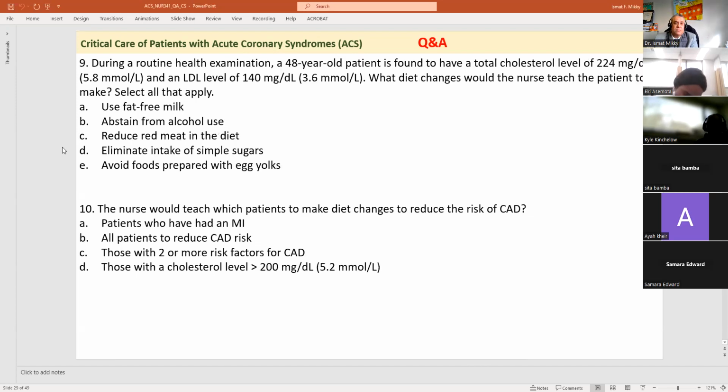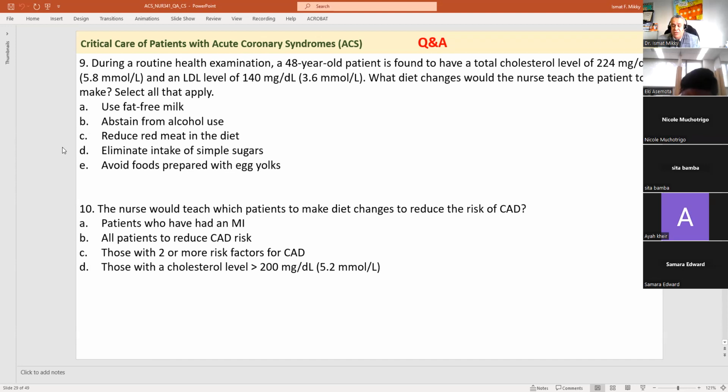Number 9. During a routine health examination, a 48-year-old patient is found to have a total cholesterol level of 224 and an LDL level of 140. What diet changes would the nurse teach the patient to make? Select all that apply. Abstain from alcohol use. So 224 cholesterol and 140 LDL.